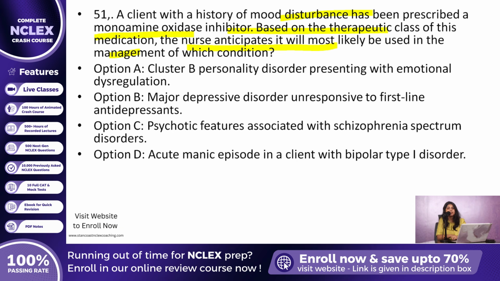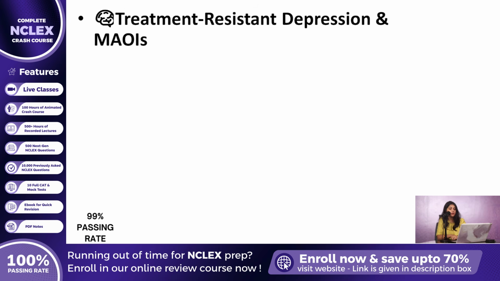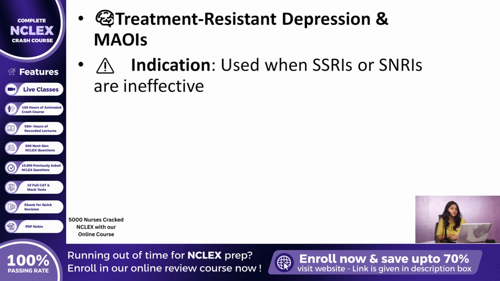The correct answer is Option B, major depressive disorder unresponsive to first-line antidepressants. Here is the reasoning. MAOIs like phenelzine or tranylcypromine are used in treatment-resistant depression when SSRIs or SNRIs fail.